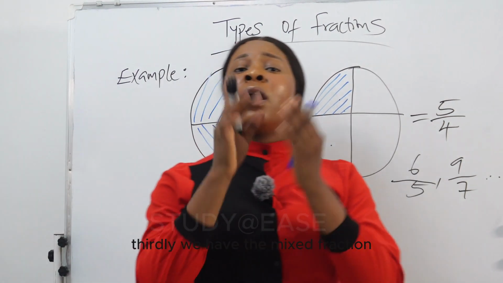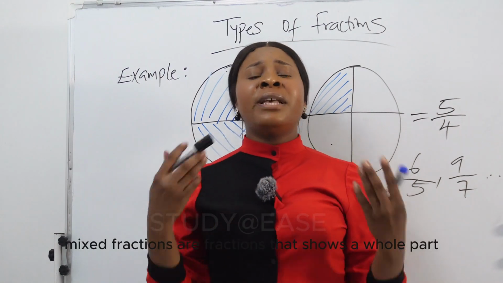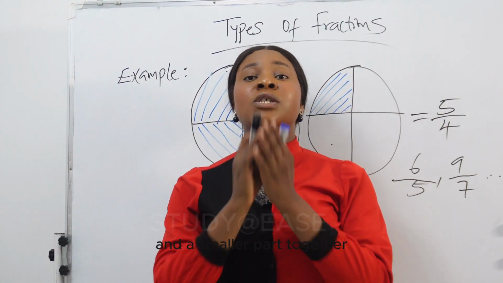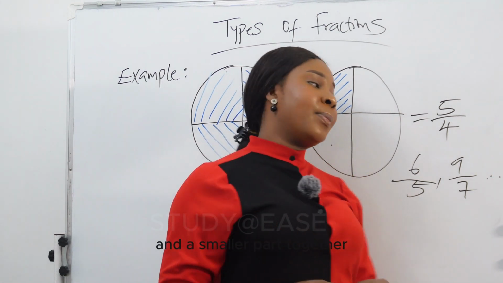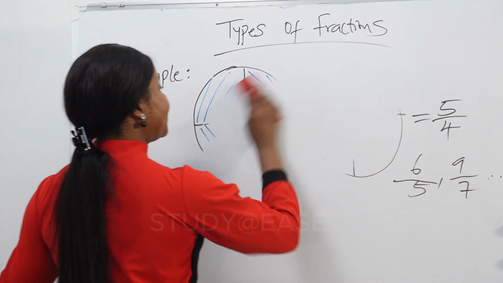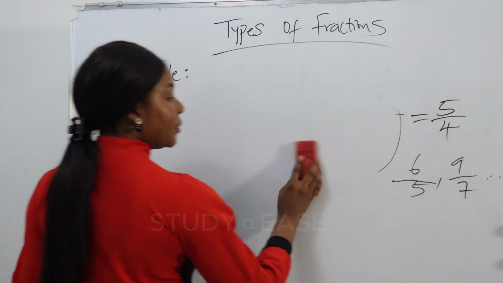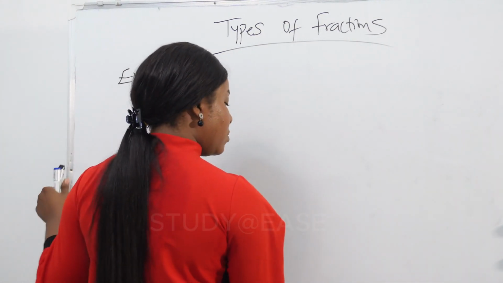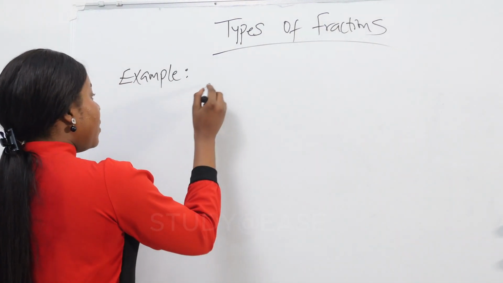Thirdly, we have the mixed fraction. Mixed fractions are fractions that show a whole part and a smaller part together. Let's say we have an example.